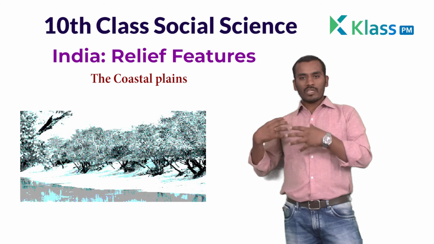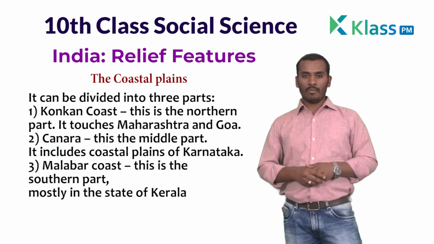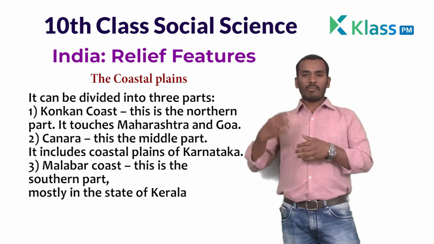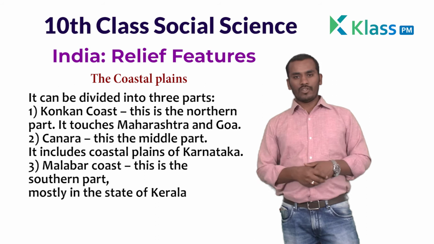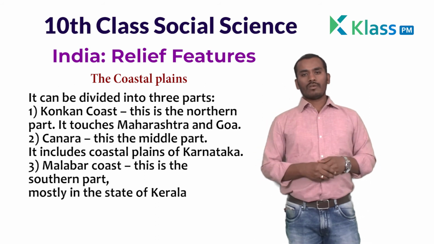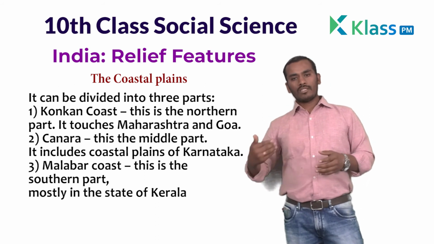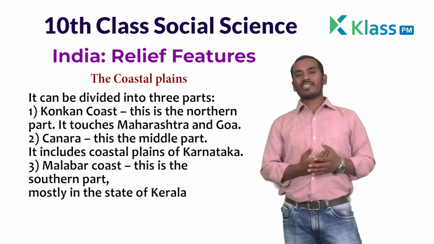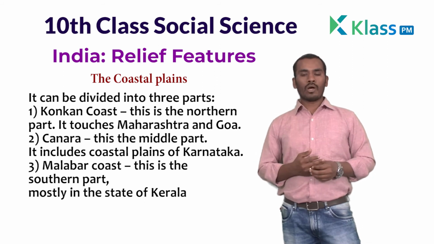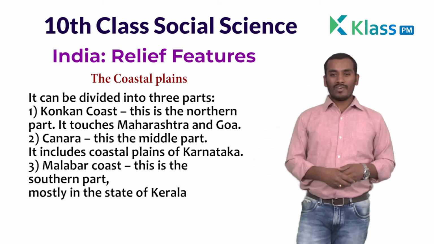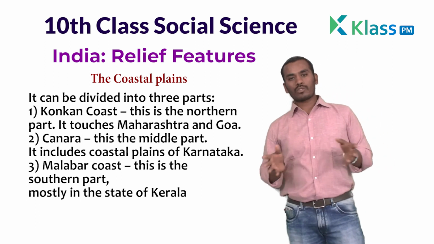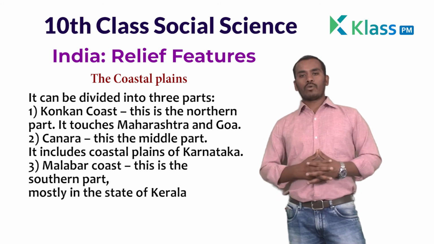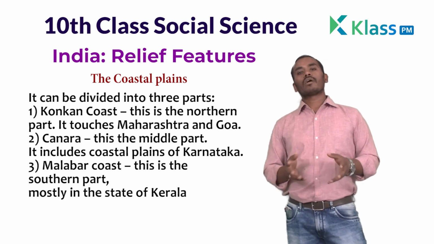Again, the western coastal plains are divided into three parts, from north to south: the Konkan coast, the Kanara coast, as well as the Malabar coast. The first, the Konkan coast, stretches along the states of Maharashtra and Goa, whereas the Kanara coast covers the coastal parts of the Karnataka state, and the last one is the Malabar coast, which is completely comprised of the state of Kerala.